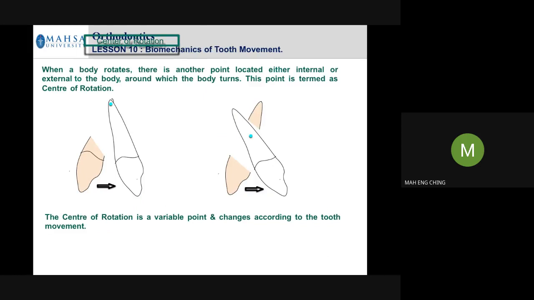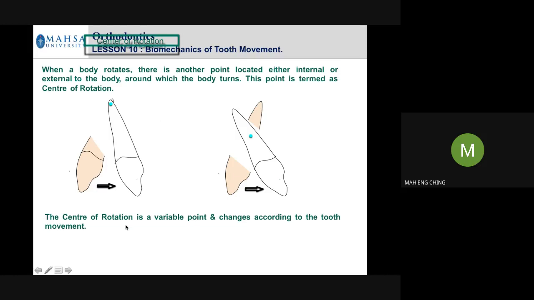So the center of rotation is when the body rotates, there's another point, located either internal or external to the body, around which the body turns. This point is termed the center of rotation. The center of rotation is a bit different from the center of resistance. They are two different points, but sometimes the center of rotation can be the same as the center of resistance, depending on what kind of movement we're doing. The definition is that when the body rotates, there's a point it rotates around. That's called the center of rotation.